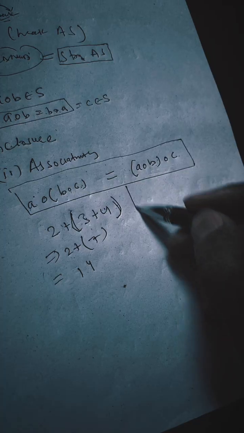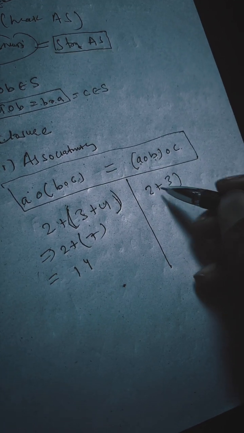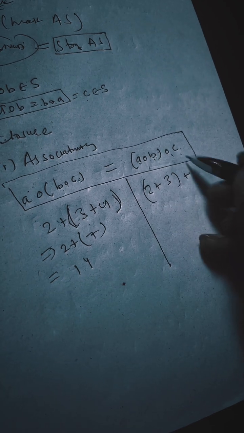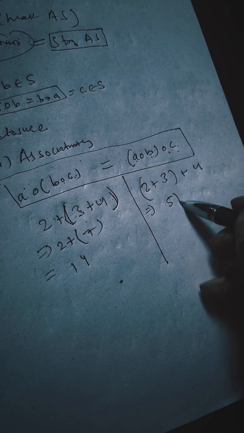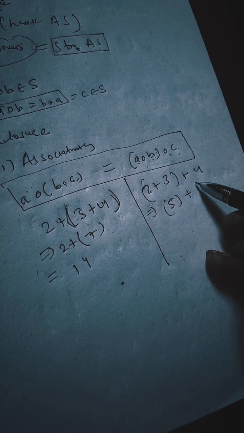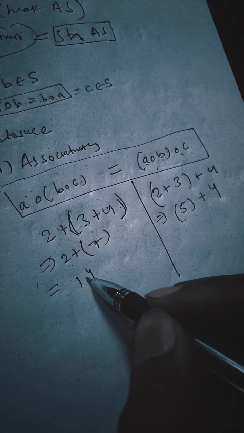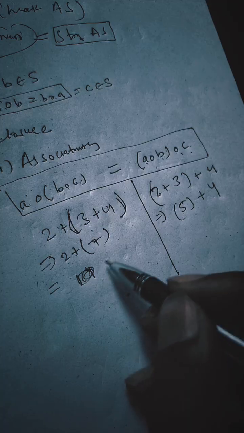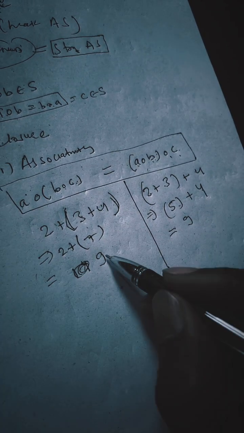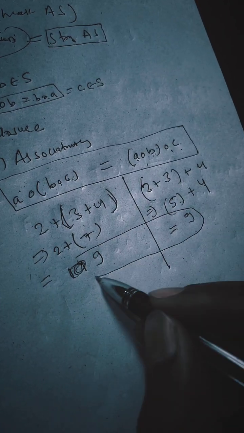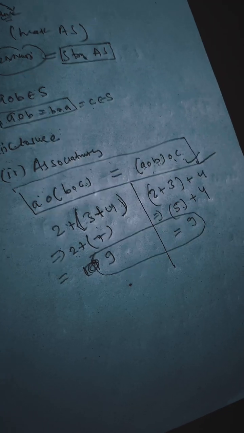Now check this part. So A is 2, the operation is plus, B is 3, and then the operation is plus, C is 4. Now 2 plus 3 is 5, plus 4. Oh, here I made a mistake. 2 plus 7 is not 14, it is 9. So 5 plus 4 is 9. So they are equal. It means this symbol plus satisfies associativity.